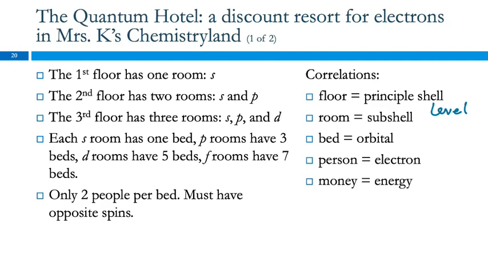S rooms have 1 bed, P rooms have 3 beds, D rooms have 5 beds, F rooms have 7 beds. How many beds would a G room have? 9. We're counting by odd numbers there, right? 1, 3, 5, 7, 9. And the rule is only 2 people per bed. They have to have opposite spins. And the floor is lava, so they have to sleep together.